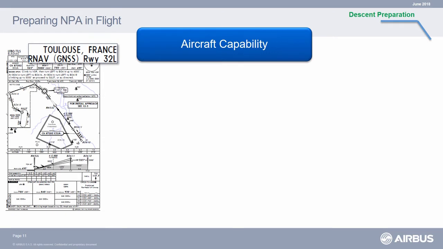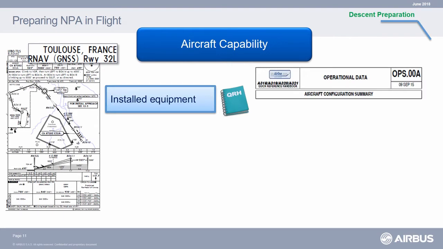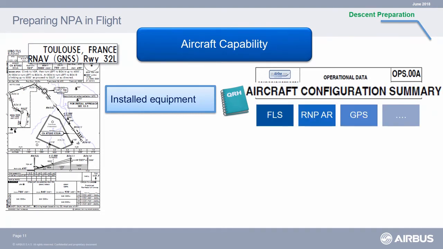If you need to remind you what is installed in your aircraft, you can refer to a new chapter in the QRH called Aircraft Configuration Summary that provides the main functions that can be used by the pilots in the aircraft. So, for example, FLS, RNP AR, or GPS.